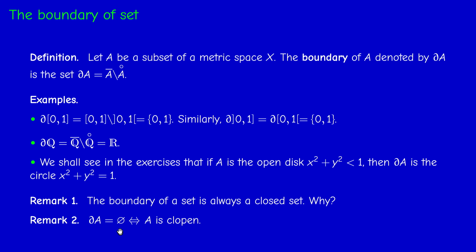As we said, there may be other clopen sets other than these two extremes. This happens when the space is not connected, and this will be the subject of chapter 4. So this concludes section 1.2. In the next video, I'm going to solve some exercises. Thank you for your attention.